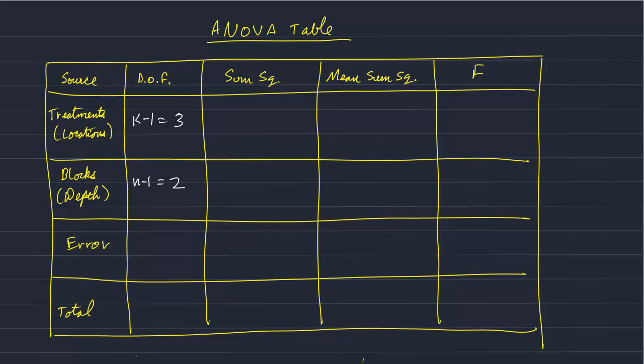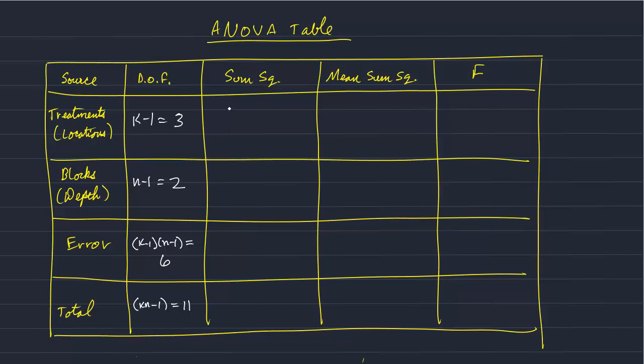And then the error, so the total, let's go for the total here, kn minus 1, in this case is 11. And the degrees of freedom associated with what's left is just the difference between the total and, in this case, 5, the sum of the degrees of freedom for the blocks and treatments. And that gives k minus 1 times n minus 1, which is 6.